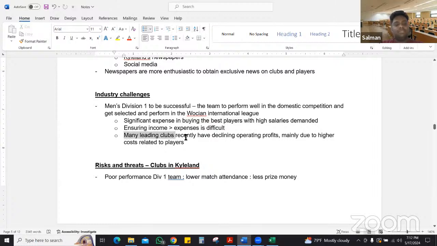Many leading clubs recently have declining operating profits, mainly due to higher costs related to players. In the case, they have not discussed what these higher costs are. But, as a lecturer, my duty is to explain so that you understand these points. These additional explanations are for you to understand, but do not discuss this in the exam.